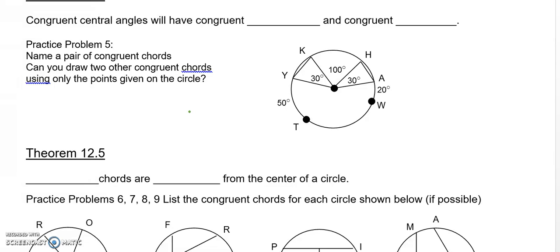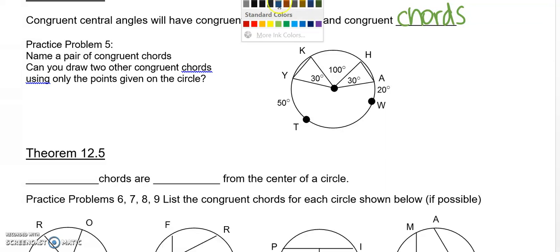On to the back. Congruent central angles will have congruent arcs and congruent chords. We did talk about this a little bit more in class than the others. So this chord and this chord would be the same because they both have to do with this 30-degree angle, which means this arc and this arc are also the same, again, because of the central angle being the same.